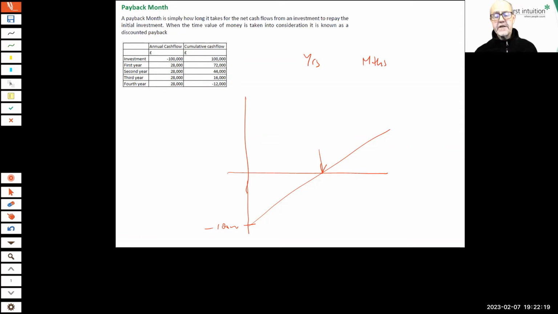Before we look at months in the text box, can you all tell me how many years we think the payback is, how many years, and we'll work out the months in a minute, just to make sure we're all here. Let me have some figures for years. How many years plus?